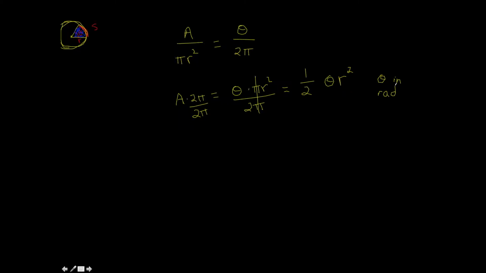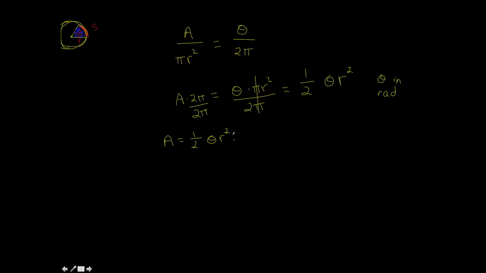Now your next thought should be, well, Mr. Francis, what if theta is in degrees? Well, we have to change it up a bit, okay? We can take our formula, A equals 1/2 theta r squared. Now, it's in radians at this point.